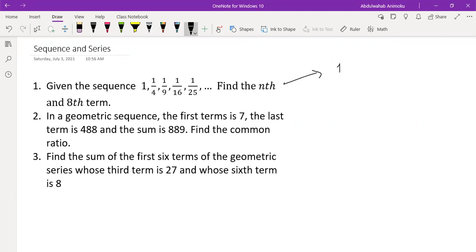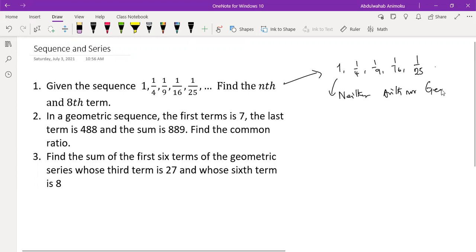Now, let's take a closer look at the sequence. We notice that it is neither arithmetic nor geometric, and those are the two types of sequences that we discussed in the previous video. So how do we know this?